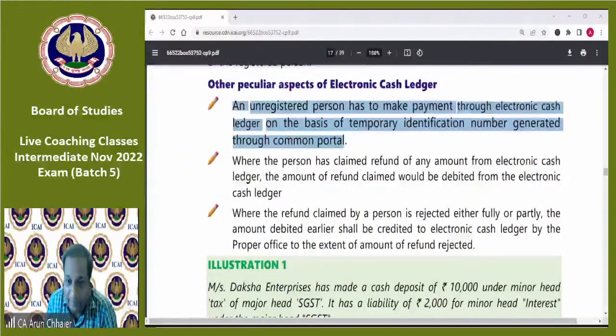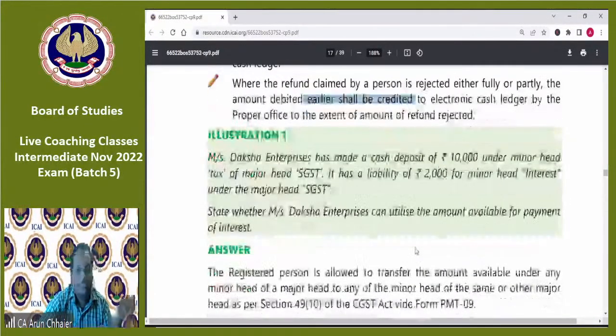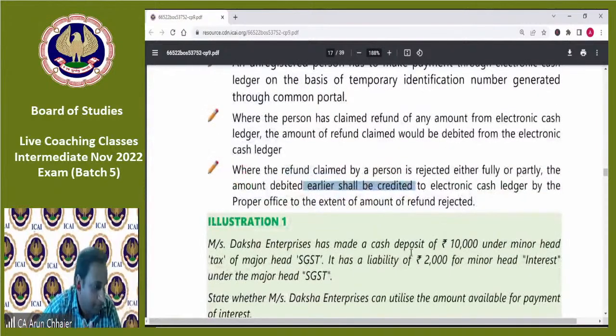where the person has claimed the refund of any amount from the cash ledger, the amount of the refund would be debited. Obviously, if I'm depositing the amount, it will be credited. If I am taking the refund, then it will be debited. Where the refund claimed is rejected either fully or partially, the amount which is debited earlier shall be credited again. Now let's read question number 1.